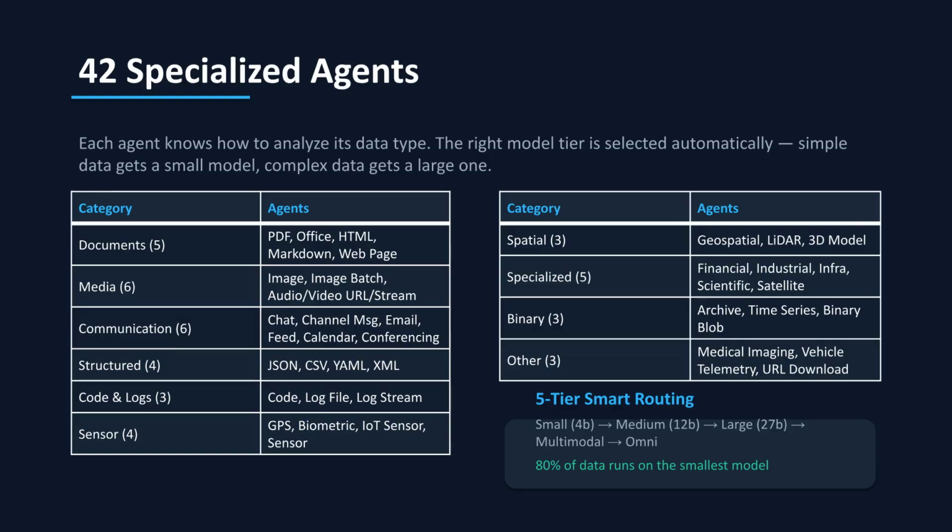We use 42 specialized agents, each tailored to analyze a specific data type, such as documents, media, and spatial data. We employ a 5-tier smart routing system that automatically selects the appropriate model tier. This ensures that simple data uses the smallest model, with 80% of data running on the smallest model.